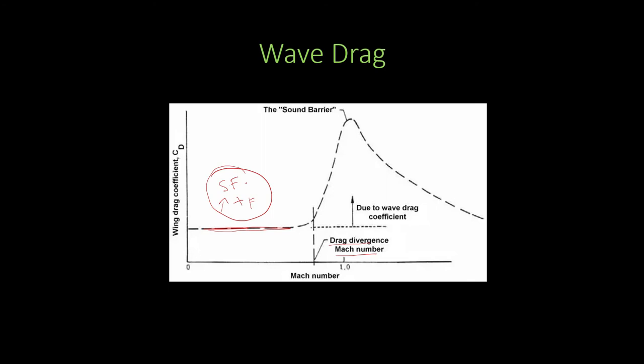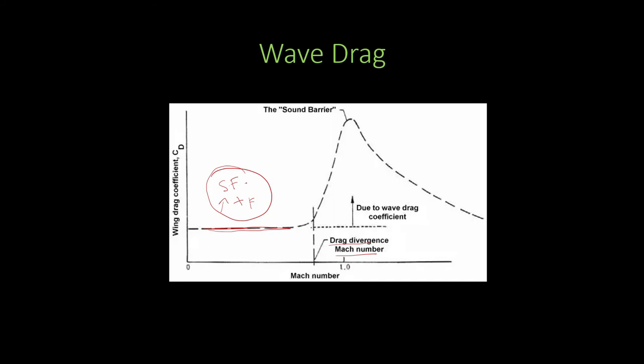But right now we know that we have a lot of aircraft which are supersonic and which have been successful in crossing the sound barrier. So wave drag is nothing but the drag associated with the shock waves, and it comes into the picture as the Mach number reaches the drag divergence Mach number, and it is basically a drag associated with transonic and supersonic flows.